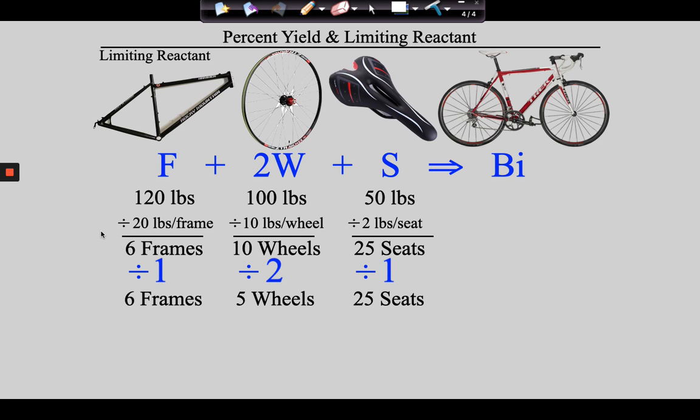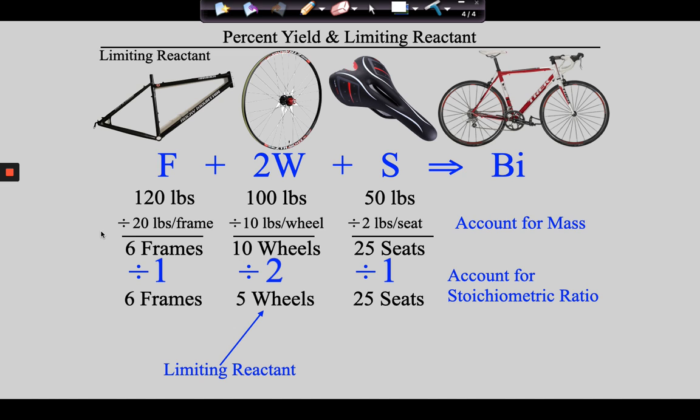So guys, which of these parts are we going to run out of first? Wheels. So what does that make the frames and the seats? Excess. Do you now understand excess and limiting? Now guys, watch this. Because the same logic that you use to figure this out works in chemistry land too. Look at what we did. So the first thing that we did is we accounted for their mass. We needed to know what they weighed. And then, guys, we needed to account for the stoichiometric ratios because they combine in a 1 to 2 to 1 ratio.